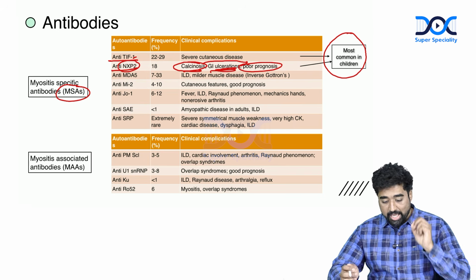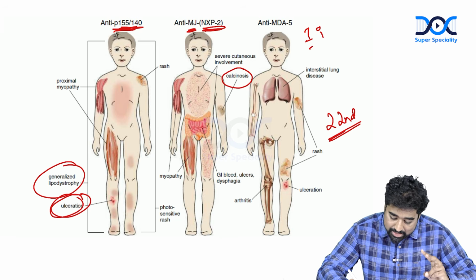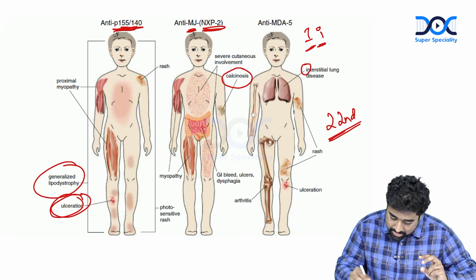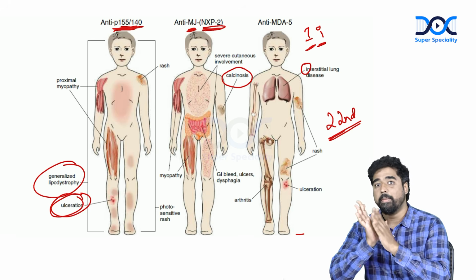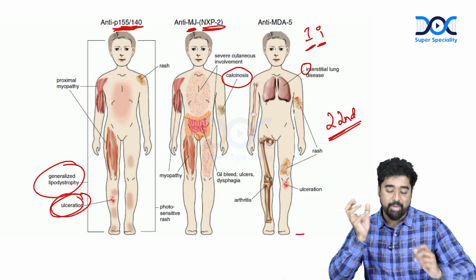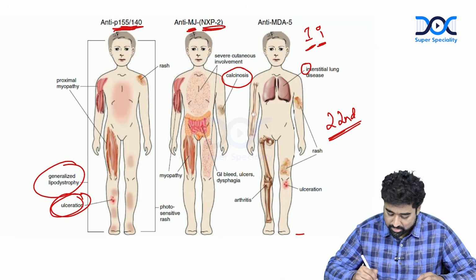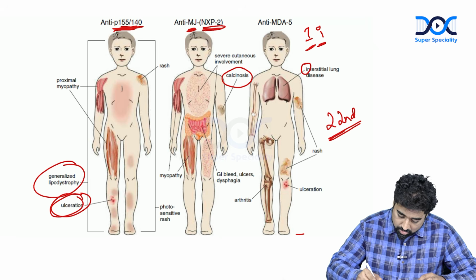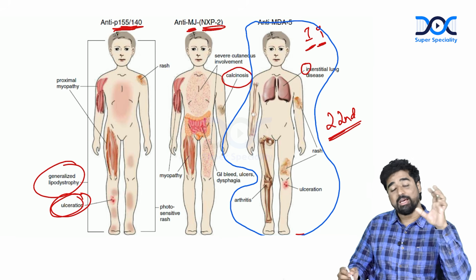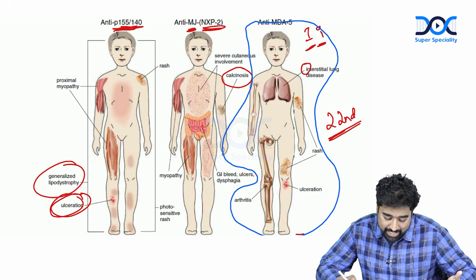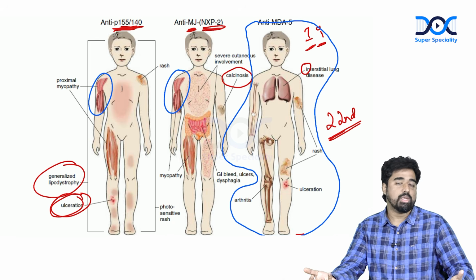Very important. MDA5, again, two very important things, both starting with I. One is ILD, another, I think it's not given in the image, it's given here, that is inverse Gottron's rash, on the palmar side, palmar papules, palmar papular rash. Another important thing is that muscle weakness is actually mild here. If you look at this whole image of MDA5, nowhere is muscle involvement highlighted. Here muscle is there, here muscle is there, here where is the muscle, here there's no muscle involvement highlighted.